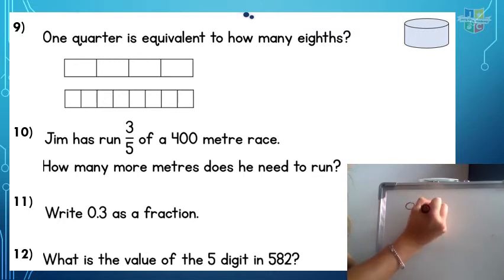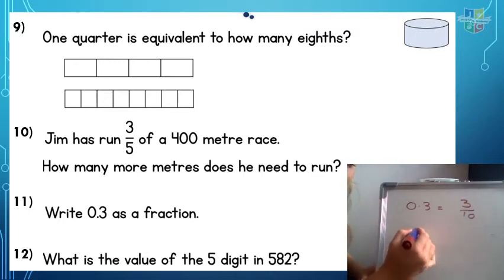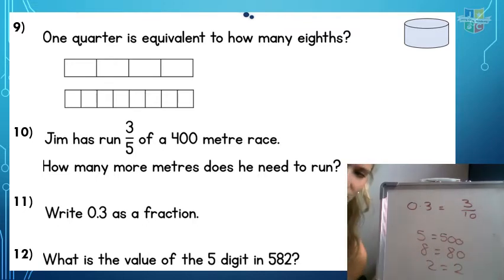Finally, 0.3 you should have said was 3/10. And finally, the 5 represents 500. The 8 represents 80, and the 2 represents 2. So well done if you got all of those correct for number 12.